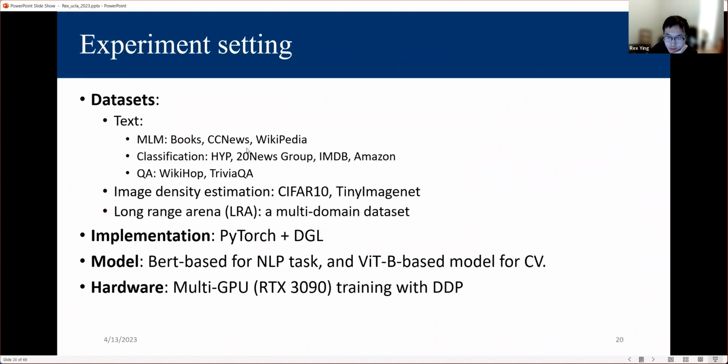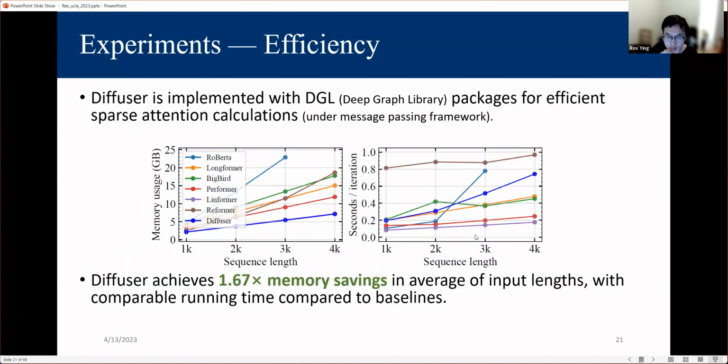So, just a little bit about experiments. Similar to all previous works, we try it on various long sequence data, including text and image, and also Long Range Arena, which has some text and some time series as well. And we actually use a graph library to do this. Here are some results. Diffuser is the blue part, which shows that we consistently achieve lower memory usage despite having to do diffusion on the attention matrix, and that outperforms many of the previous sparse transformers.